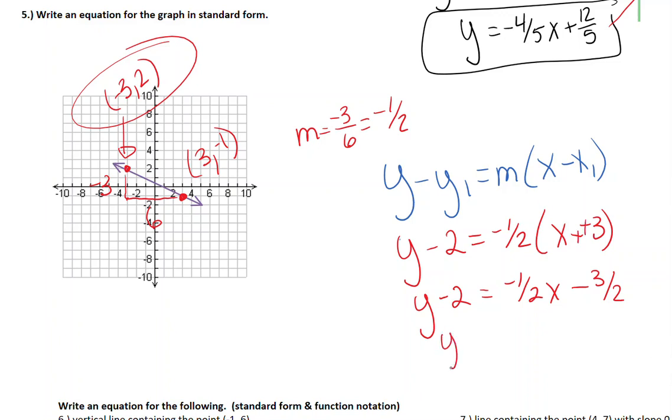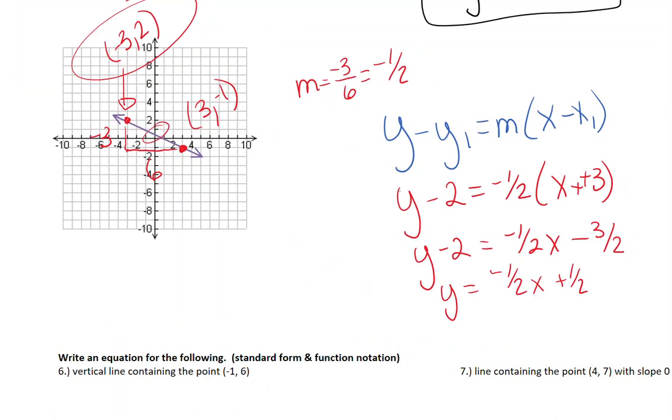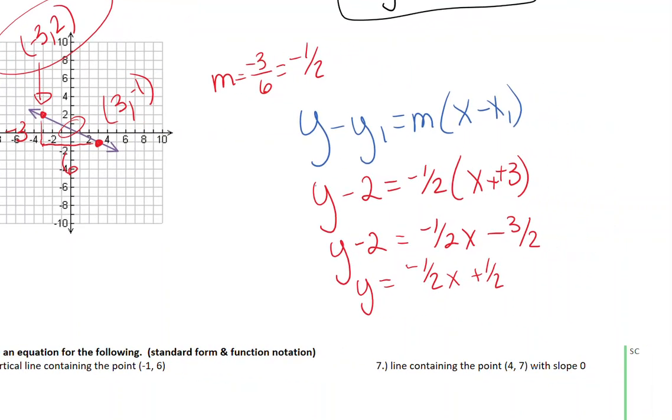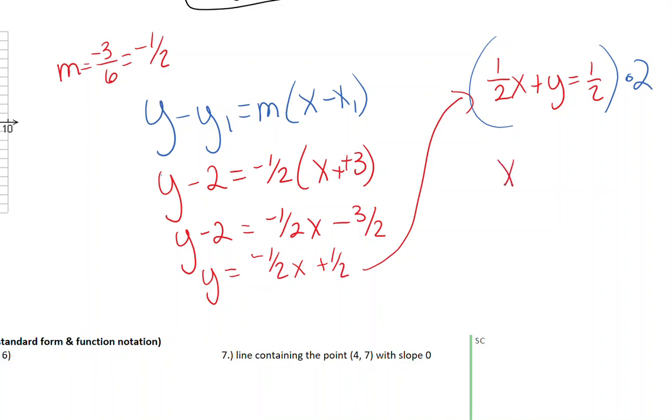Okay, and then we finish it up by doing y equals -1/2 x, and then if I add 2, it's going to be +1/2. So this technically is slope-intercept. And you can do a quick check. Does that look like it's hitting around half? And is it a negative slope? Sure. So it looks like we're on the right track. So we're going to add the x over to the other side. And then I'm going to multiply by 2, to get rid of the fraction. Then we have our standard form.